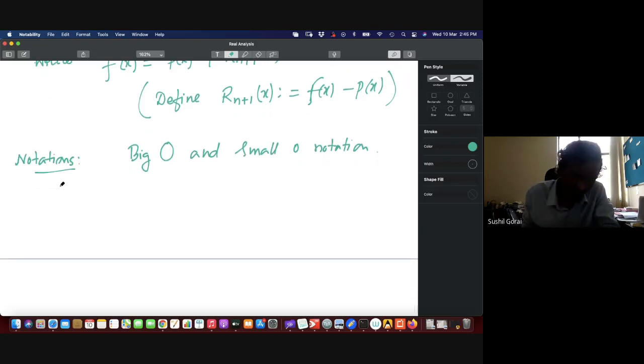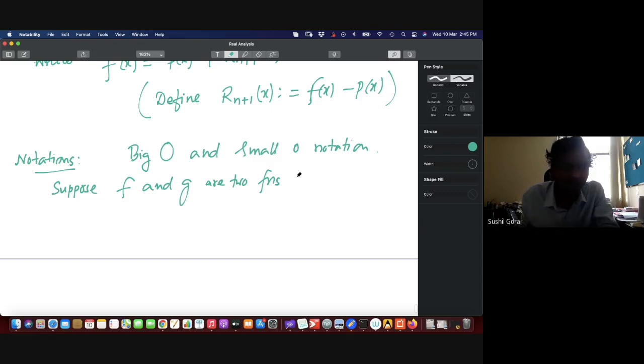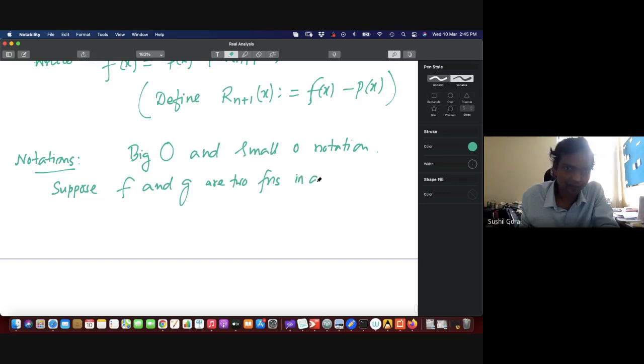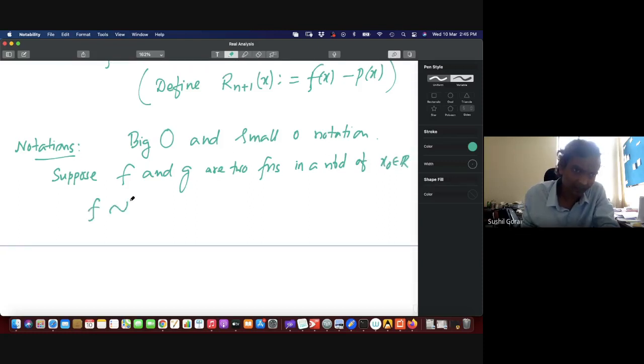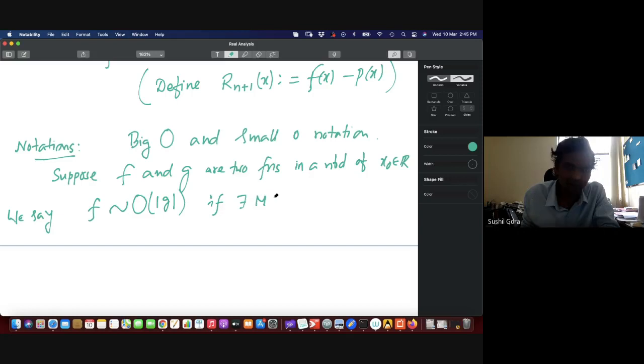So suppose f and g are two functions in a neighborhood of x naught in R, and we say f is big O of mod g if there exists a capital M greater than 0 such that mod of f by mod of g is less than or equal to M.